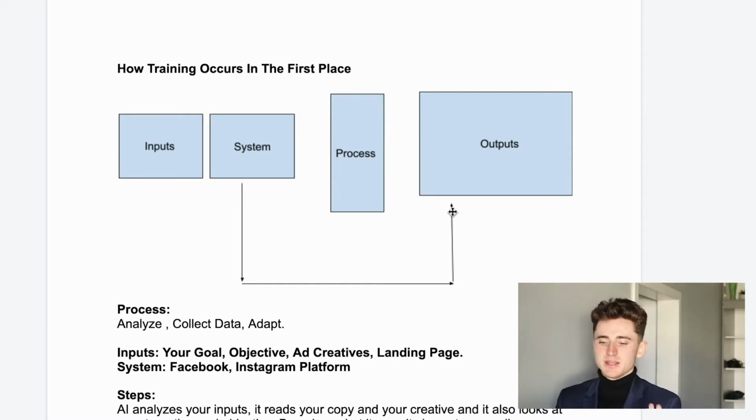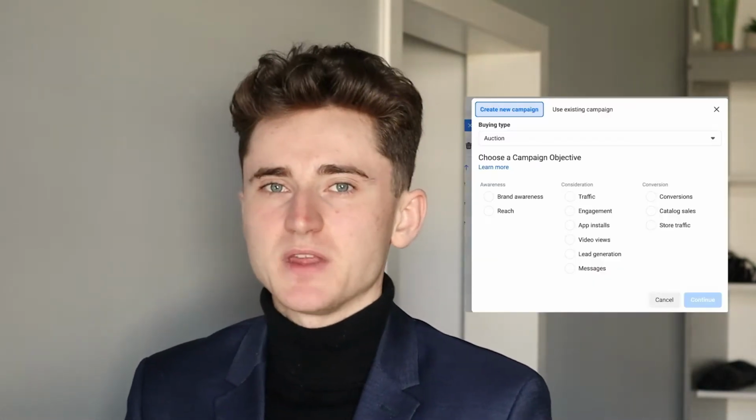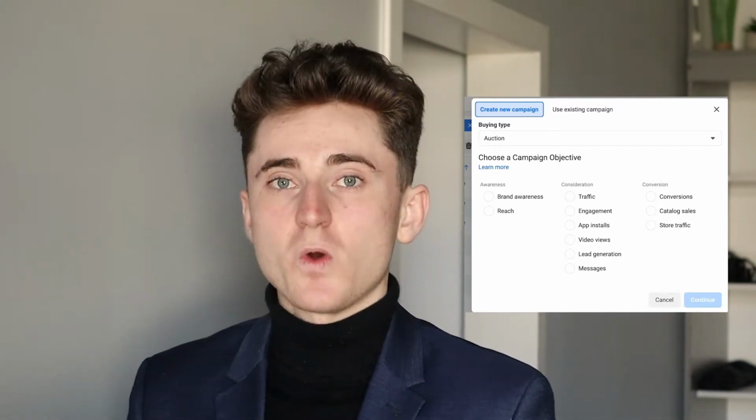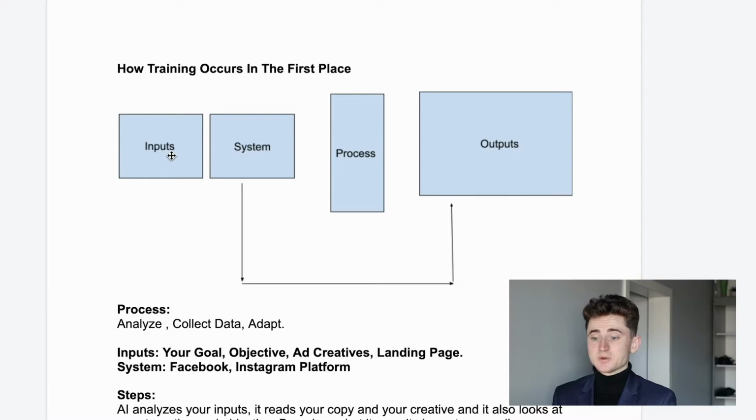Now, what are the inputs? Let's start with the first component. Inputs are things like your campaign goal. So we have objectives like engagement, traffic, video views, conversions, catalog sales. This is one component from our inputs. This is our goal. When we select the wrong objective, we instantly set ourselves up for failure because we start with the wrong inputs. And having the wrong inputs will ultimately lead to outputs that are not desired by us.